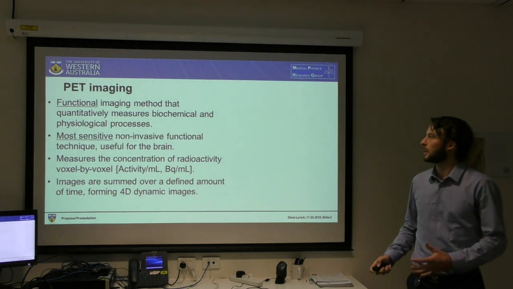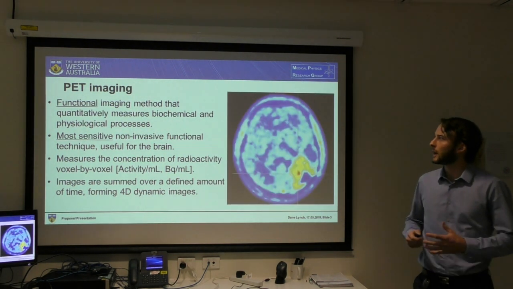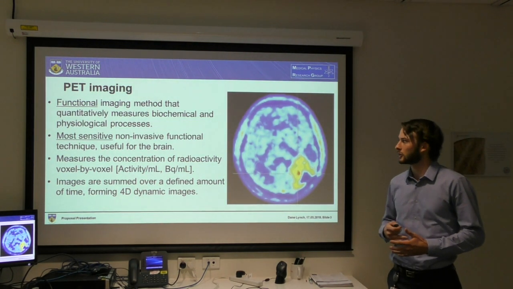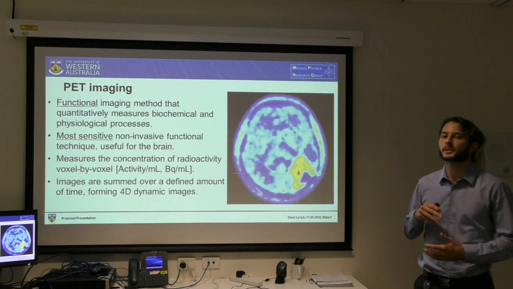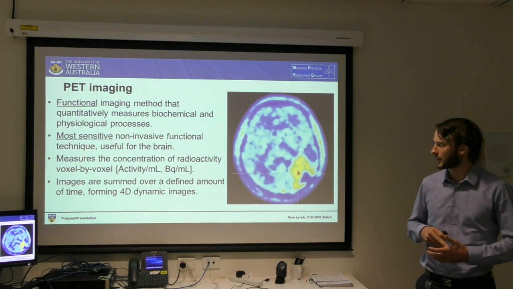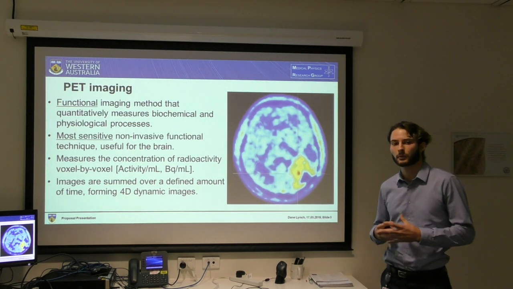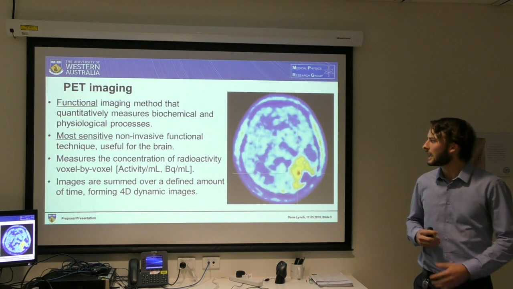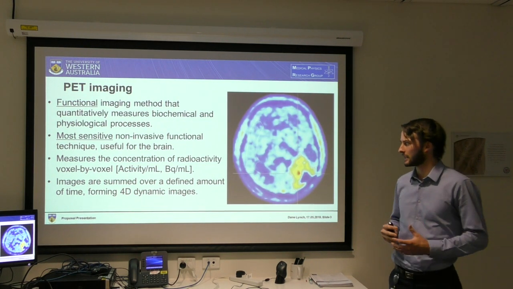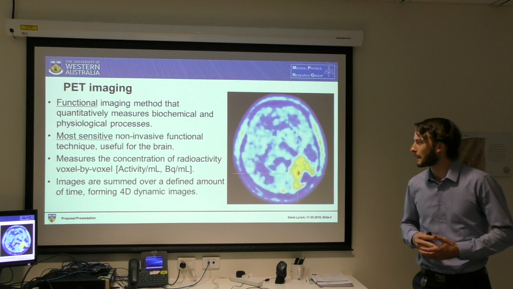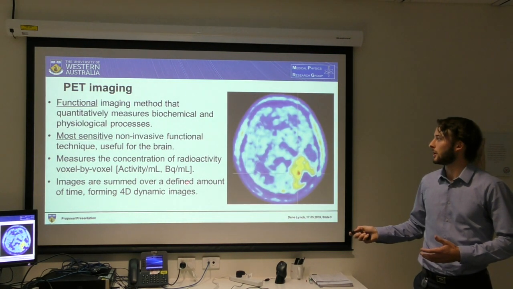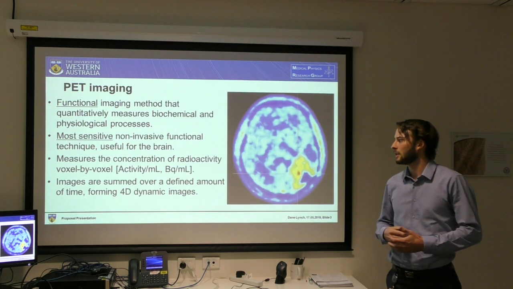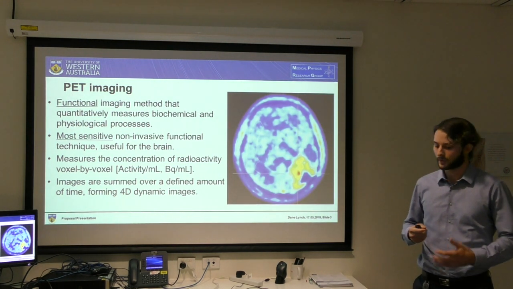So a bit about PET imaging. So it's a functional imaging method that quantitatively measures biochemical and physiological processes. It's the most sensitive, non-invasive functional technique, which makes it very useful for the brain due to its very delicate nature. It measures the concentration of radioactivity, voxel-by-voxel, giving it the unit of becquerels per milliliter. Images are summed over a defined amount of time, forming 4D dynamic images.